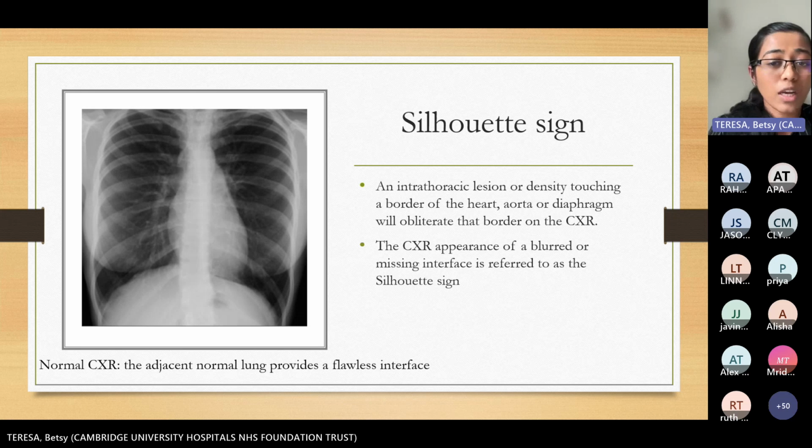Therefore, if the lung air is being replaced by pus, the immediately adjacent border will become ill-defined or will start to disappear. This chest X-ray appearance of a blurred or missing interface is what we refer to as the silhouette sign. Any lesion that touches the border of the heart or the diaphragm or the aorta will obliterate that border, and that's the sign that we use to identify pathologies of the adjacent lobes.